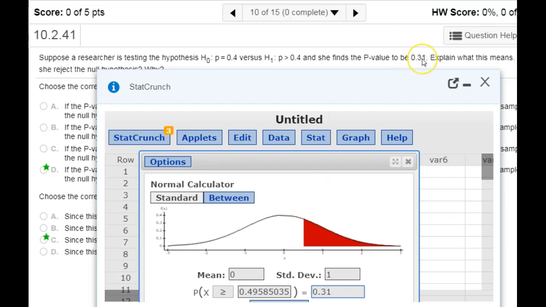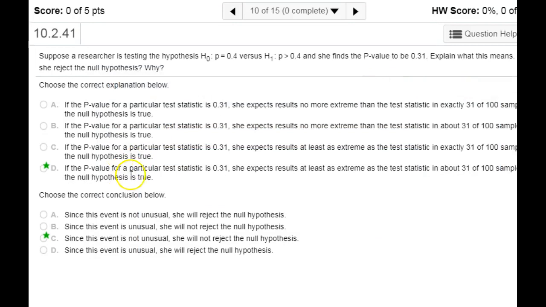And the p-value is 0.31, 31%, because that indicates that 31% of the time we get a sample as extreme as the one we just gathered, or even more extreme, even further into the tail and farther away from the center of the distribution. And so in terms of percentages, it's out of 100. So the way this question is worded here, for a p-value of 0.31, we expect results at least as extreme as the test statistic from our sample 31 out of 100 samples, because that's 31% of the time.